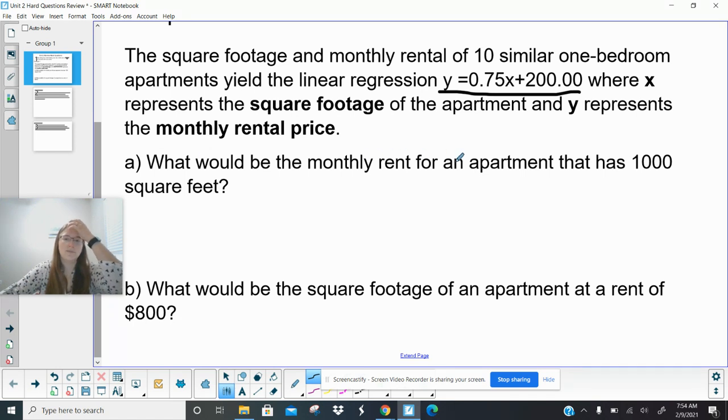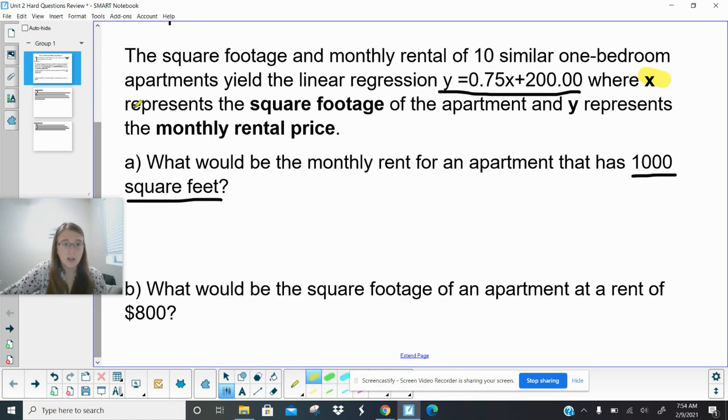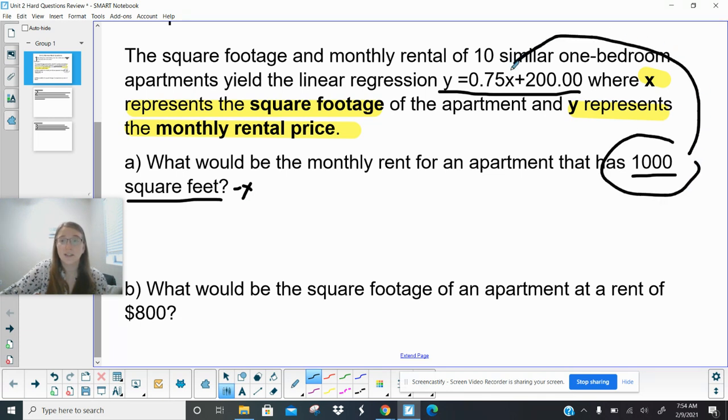So A says, what would be the monthly rent for an apartment that has 1,000 square feet? Sometimes when you're reading these questions, you want to go blah, blah, blah, 1,000 square feet. Okay, good, I'll start there. Because look what we have. It says X represents the square footage and Y represents the monthly rental price. So 1,000 square feet, is that X or is that Y? That is X. Square footage is X. So what this means is this goes into X and we solve for Y.